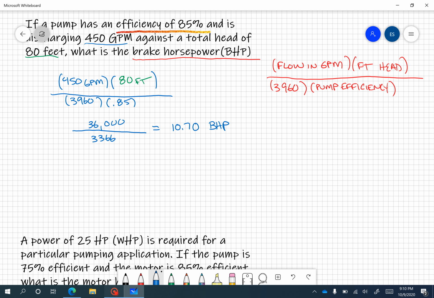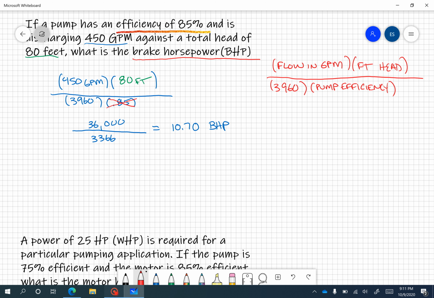Now remember, the concept of brake horsepower is how much horsepower needs to be applied to the pump to provide enough horsepower to move the liquid, because the pump is not 100% efficient. So to show you how this works, we're going to pretend that the pump was 100% efficient, and we're going to not factor in that 85% efficiency.